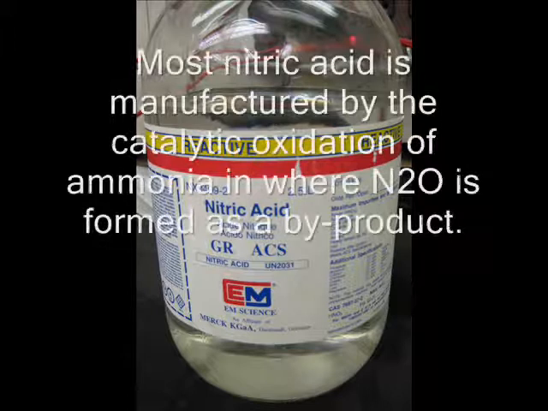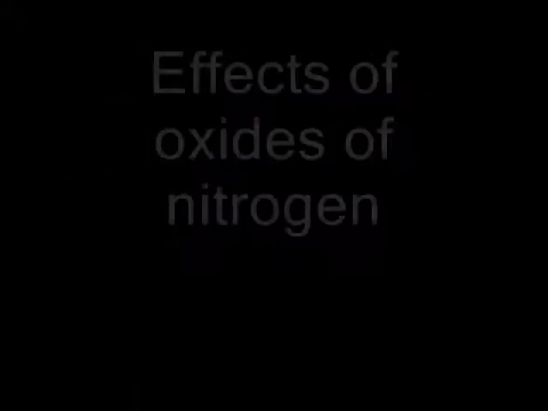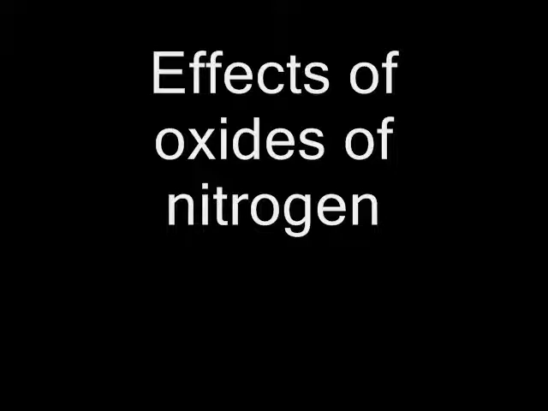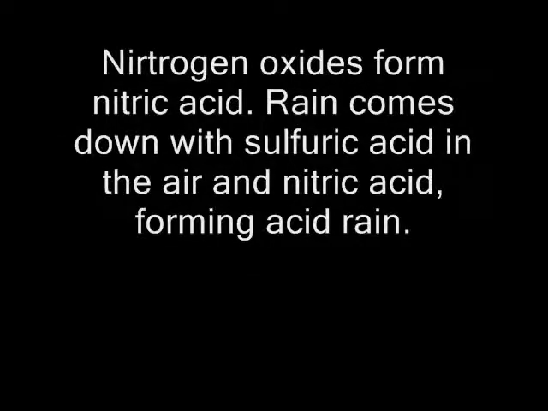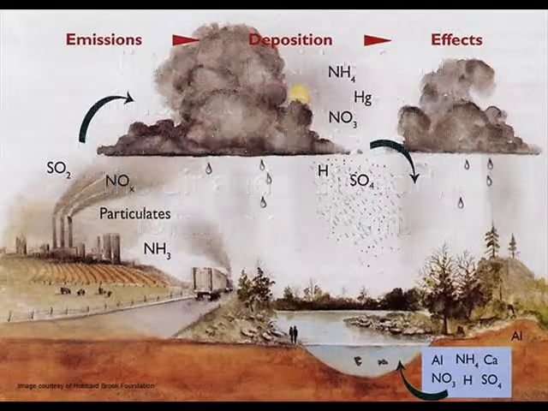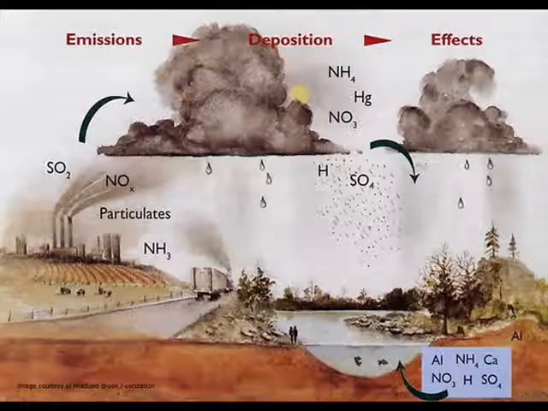Effects of oxides of nitrogen. High levels of oxides of nitrogen can produce acid rain. In the formation of acid rain, nitrogen oxide easily forms nitric acid, which is washed out of the air by the rain and comes down together with sulfuric acid as acid rain.